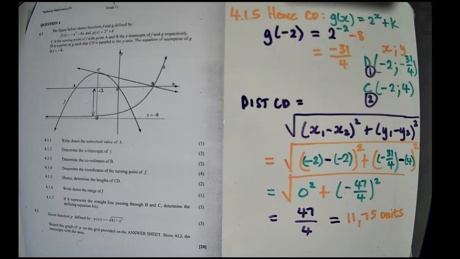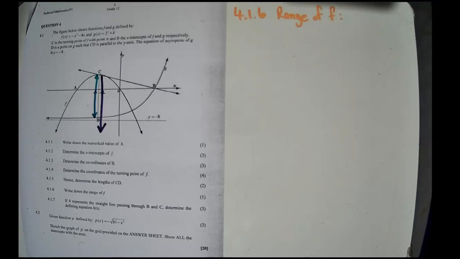The next question says the range of f. Notice in the previous question we calculated the full length of CD. Now they want the range of f. So what does that mean? This means we have a maximum value, which is that turning point. That turning point is a maximum, even though the graph is sulking. When the graph sulks, it produces a maximum turning point. Just remember that by looking at the graph.